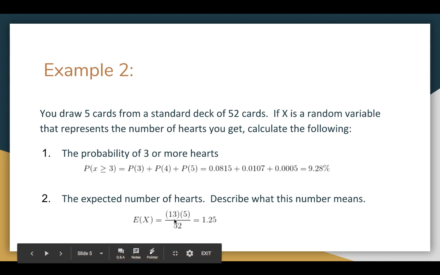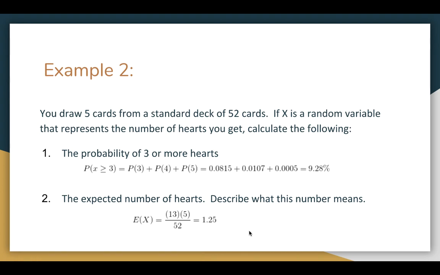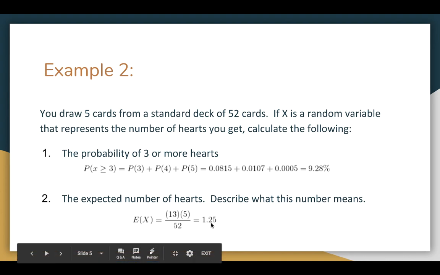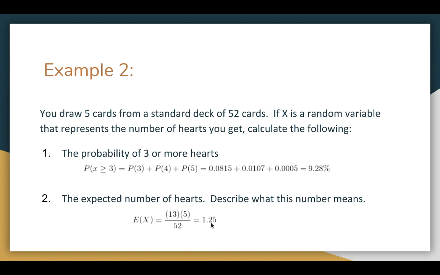This formula, I don't love the formula. It's just basically saying 13 out of 52, which is a quarter, of 5. And it's very similar to the binomial formula. It's basically 25% of 5. Describing what this number means, it just means we expect 1.25. So we're never going to get that, but maybe 3 times we'll get 1 heart, and 1 time we'll get 2 hearts. So we're more likely to get 1 heart than 2.